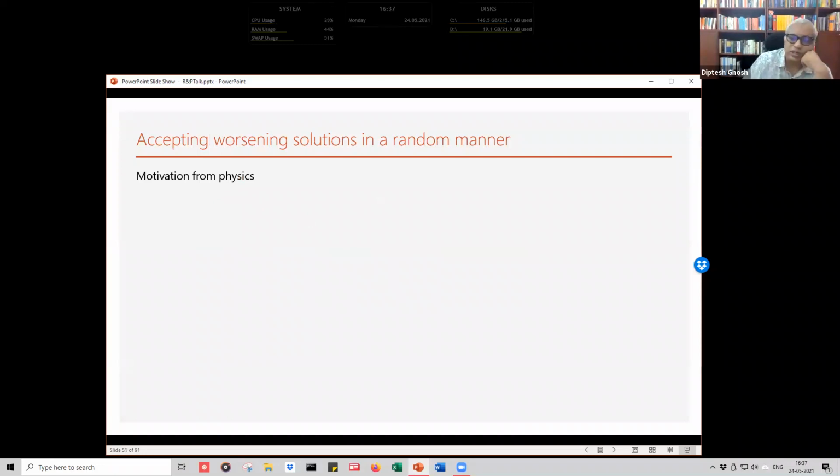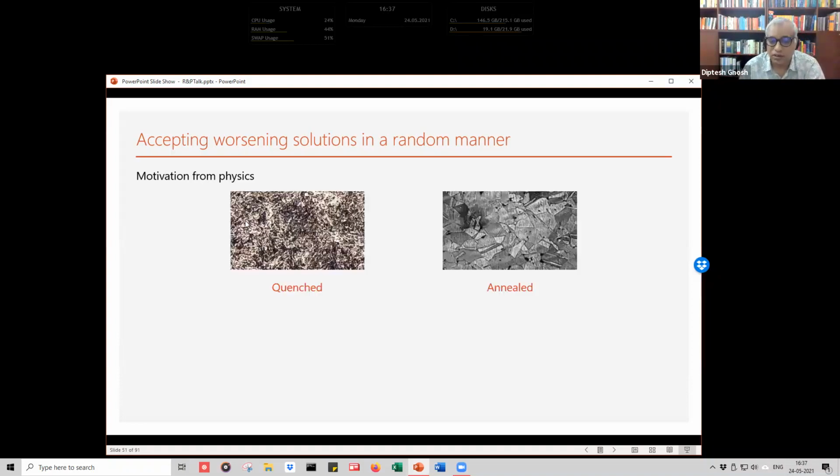How does this work? So if you have looked at any metallurgical samples, you will find out that if you take a metal, there are different ways in which you can cool that metal. You can cool that metal very fast, you can cool that metal very slow. If you cool a metal very fast, it's called quenching. If you cool a metal very slow, it's called annealing, right? And if you look at the crystal structure of a quenched material and an annealed material, you'll find out that the crystal structure looks very different.